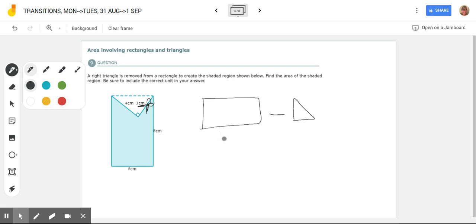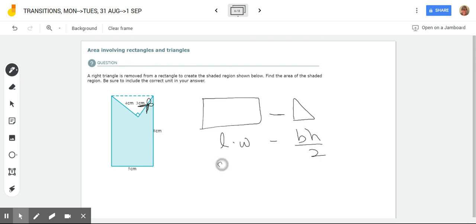All right, so we're going to start with the concept, and then we're going to go to the formulas. What's the formula for the area of a rectangle? Length times width. What's the formula for the triangle? Base times height divided by 2. Length times width: the length is 8, the width is 5, or vice versa, it doesn't matter. Base times height.